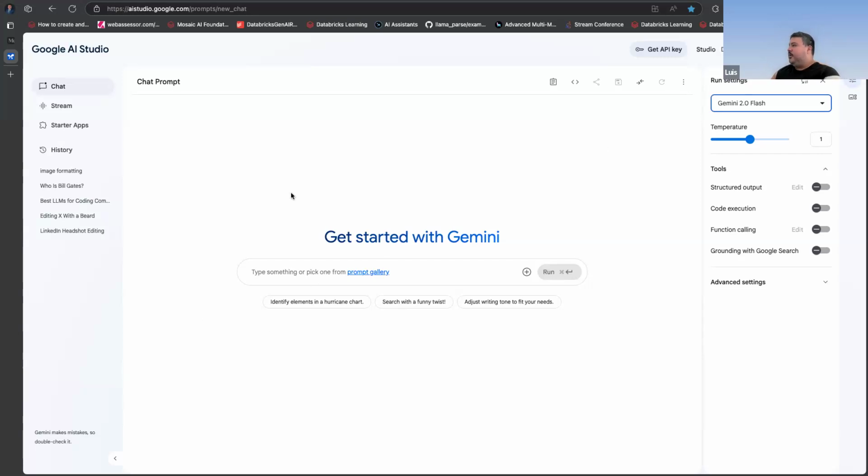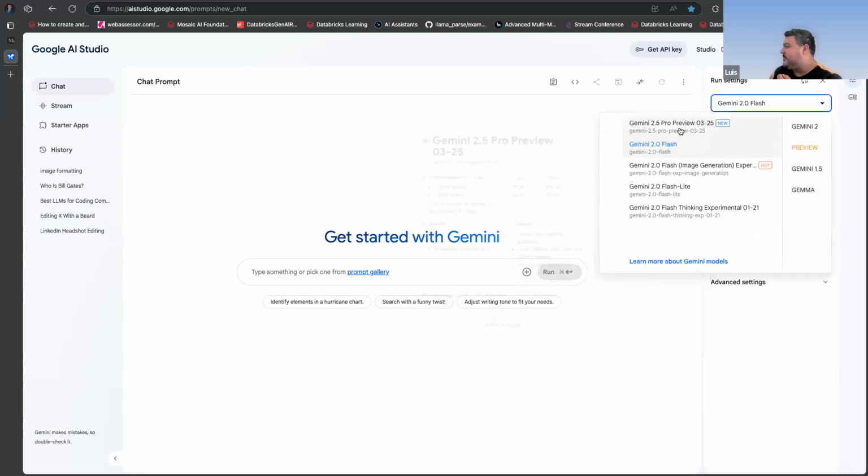All right, so what I'm looking at here is Google AI Studio. Anyone can get Google AI Studio for free. You just go to aistudio.google.com and sign in with your Gmail, and it'll give you free access. That's where you can play around with and use an LLM.